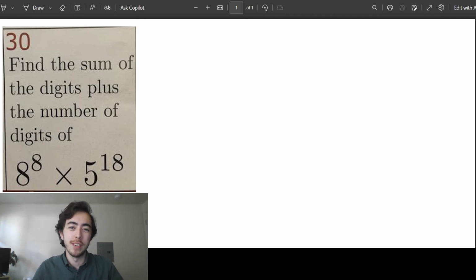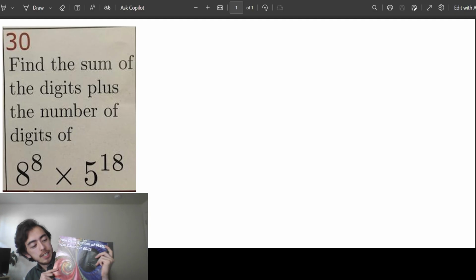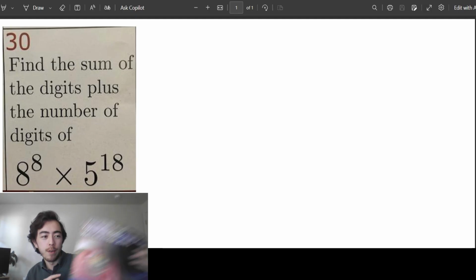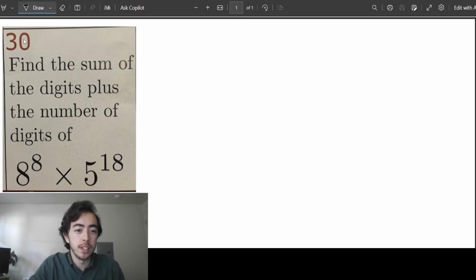Today's September 30th, and we're solving problem 273 from the Daily Epsilon calendar. And the answer today should be 30 because it matches today's date. So we need to find the sum of the digits plus the number of digits of this number right here.